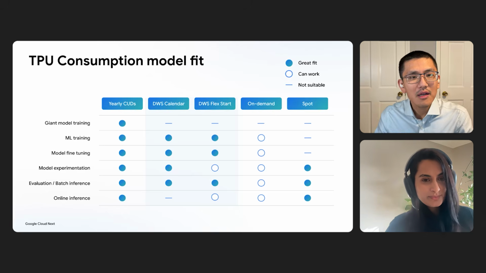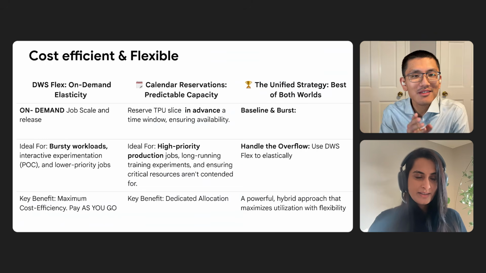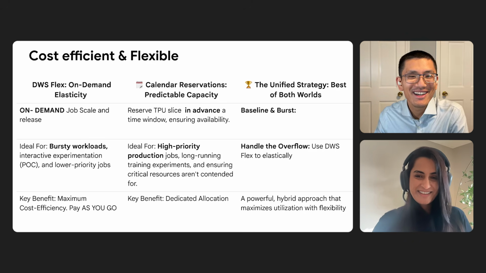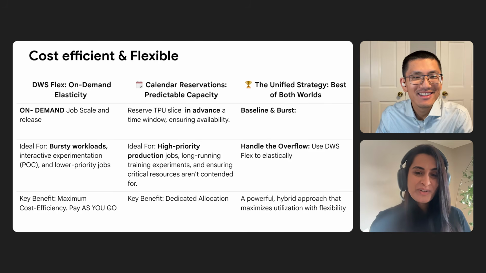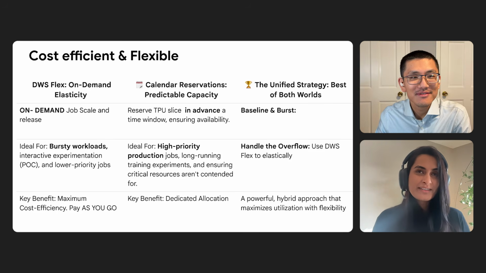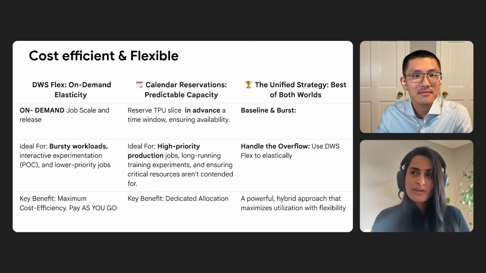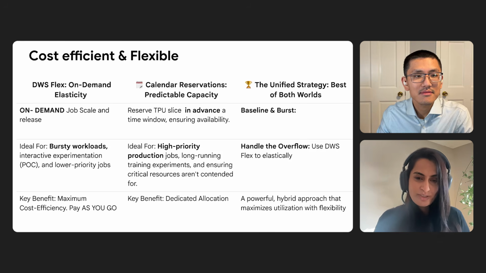So I'm looking through these, right? So calendar, I'm wondering about the difference between calendar. Oh, you have a whole slide about this. Yes, definitely. So, DWS Flex is like on-demand elasticity, right? You want your job to run, your training job or inference, you run and you scale, and when you land your job for 7 days, you get your TPU capacity on DWS Flex, and then you pay as you go, mostly used for bursty workloads, for experimentation, for POCs, low priority job runs, etc.